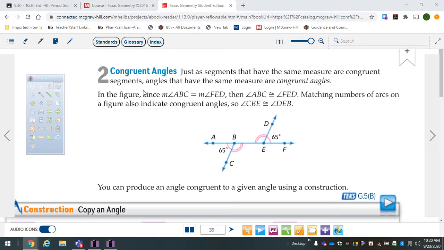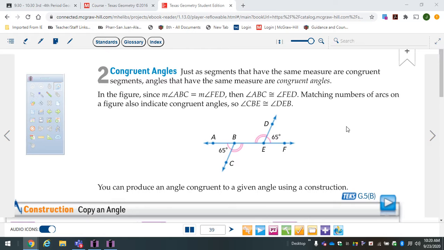In this figure, since the measure of angle ABC, where's ABC? ABC is equal to the measure of angle FED. Since you see 65 here and 65 here, then now we know that angle ABC is congruent to angle FED. Because they gave me the numbers and they're showing me that the numbers are equal as far as degrees, then now I know the angles are equal.